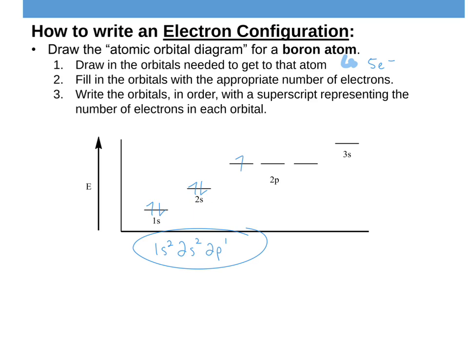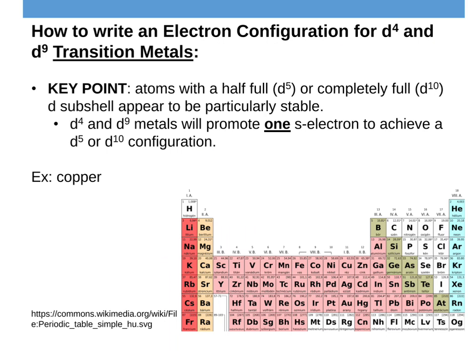So if that all sounds good, you're ready for this video. Let's talk about, well, what if you have a transition metal, and only certain types of transition metals, some of them have these weird little nuances to them. So the key point for this is that in general, atoms with a half full or a completely full d-subshell appear to be particularly stable, right?